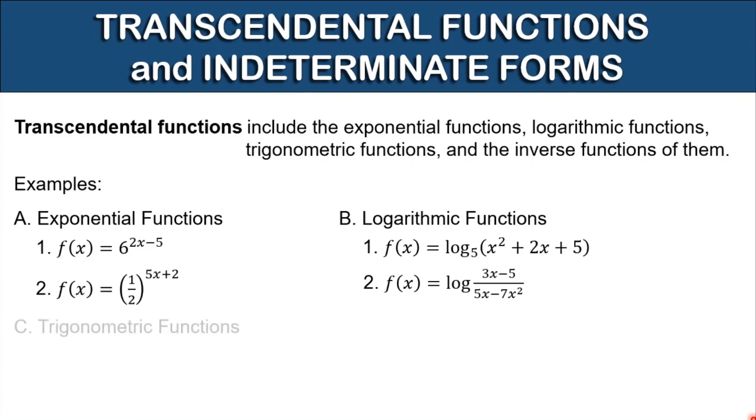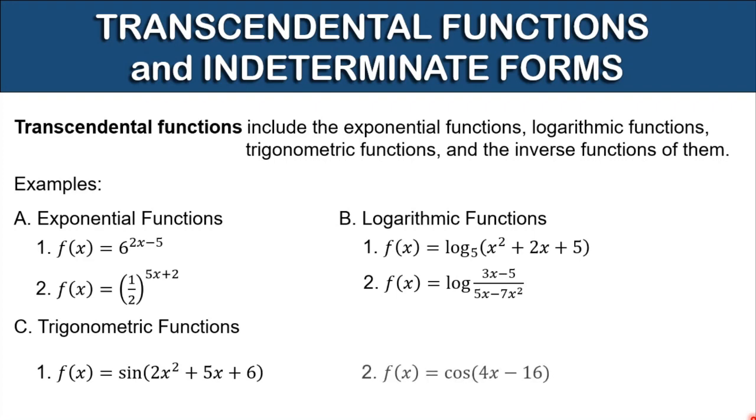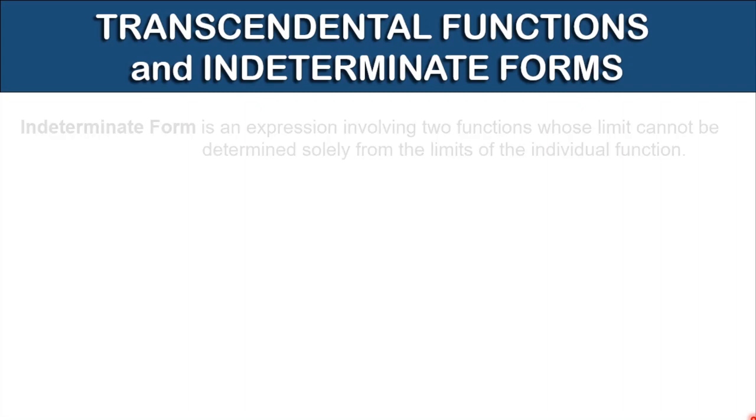For letter C, we have the trigonometric functions. Number 1 example is f of x is equal to sine of the quantity 2x squared plus 5x plus 6. Number 2, f of x is equal to the cosine of the quantity 4x minus 16. So these are the examples of transcendental functions. Let's move on to the indeterminate forms.